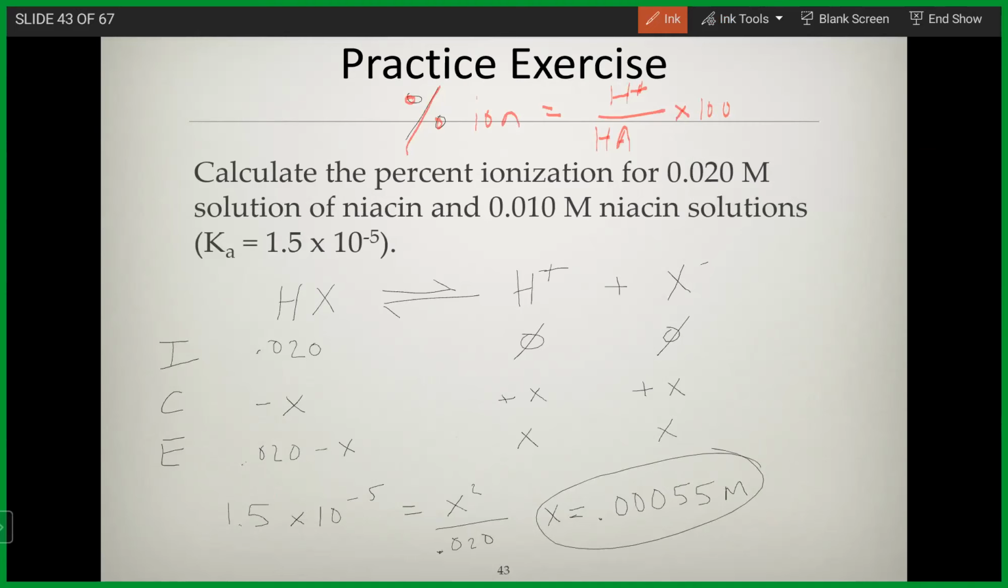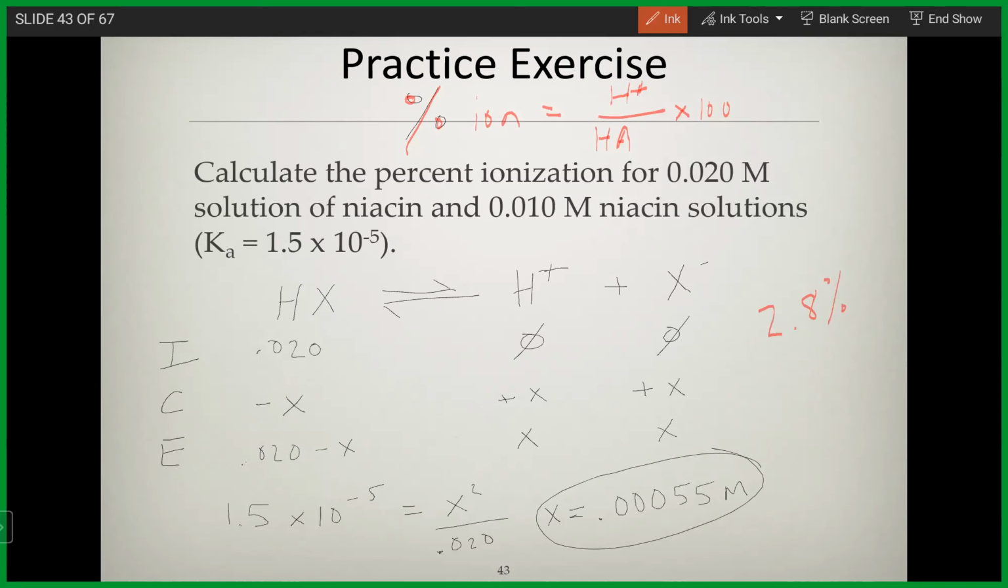And what that's referring to is the hydrogen ion concentration, so H plus on the product side, and then HA is just representing whatever that acid's going to be. So in this case, it's going to be the niacin, it's going to be the 0.02. So if we take the 0.00055 that we just solved for, plug that into the numerator on top, take the original concentration, plug that into the denominator on the bottom, what we're going to see in this case is that of that original molecule, 2.8% of it is actually going to ionize. So if we had 100 of these molecules, about 3 of them would actually wind up dissociating into that H plus.